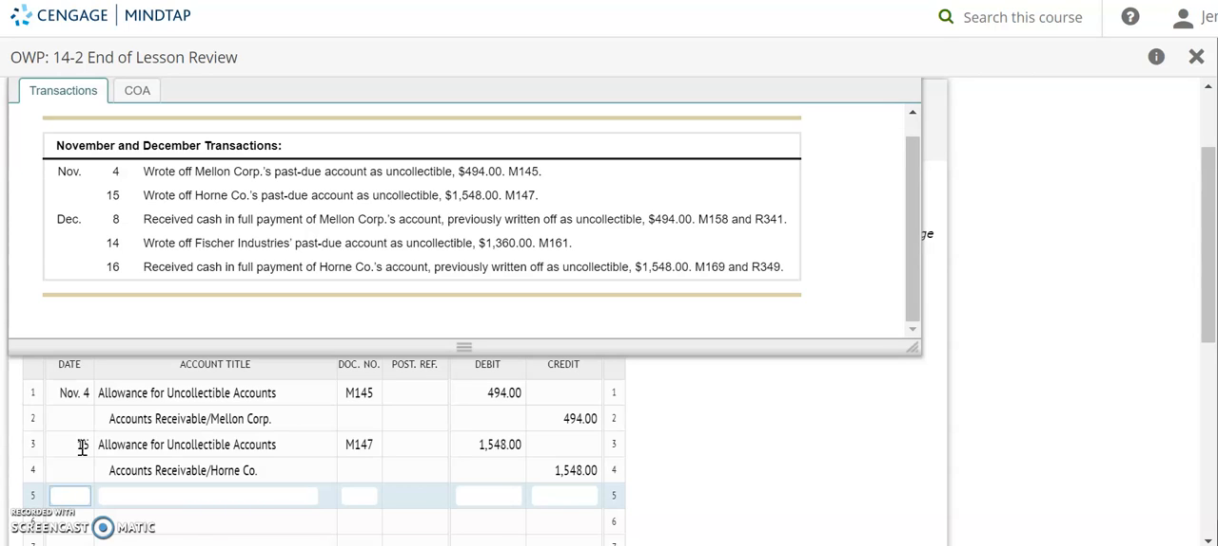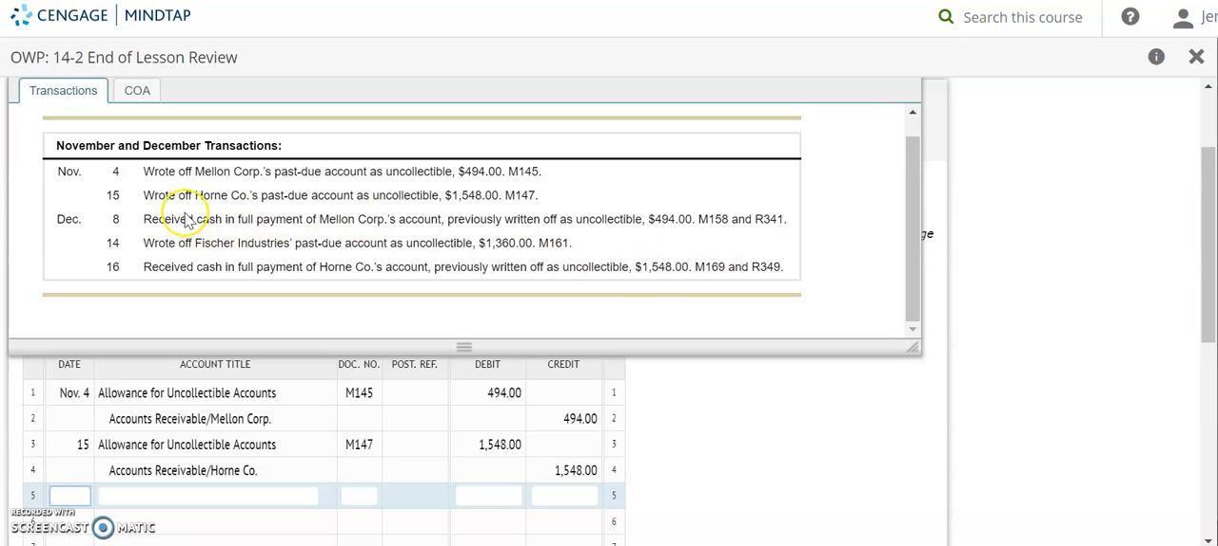Okay, so next we're moving on to December 8th. It says that we received cash in full payment of Mellon Corporation's account that was previously written off as uncollectible for $494, memorandum 158 and receipt number 341. So the hint that we're going to see is that we have 2 source documents here, the memorandum and the receipt. That tells us that we have 2 separate transactions or 2 things that we need to record.